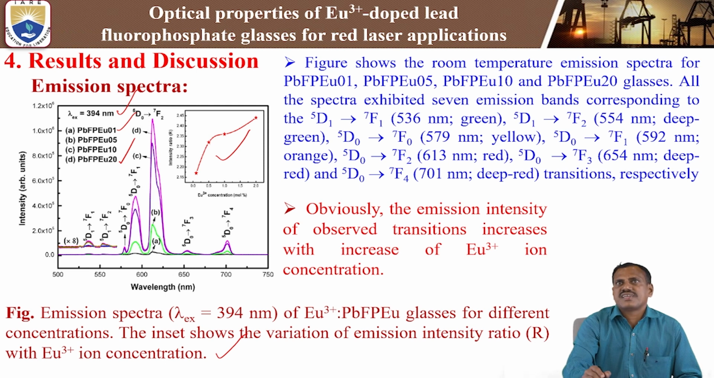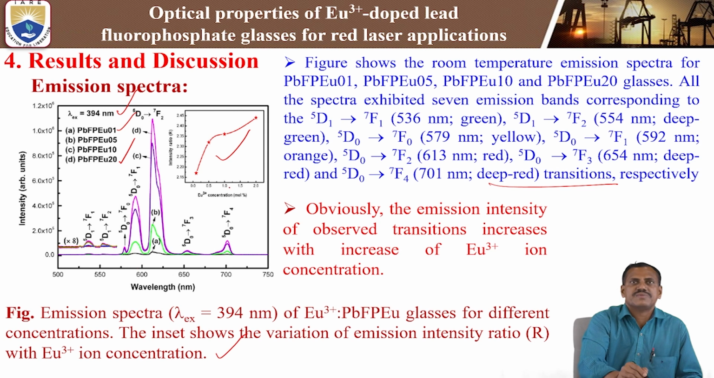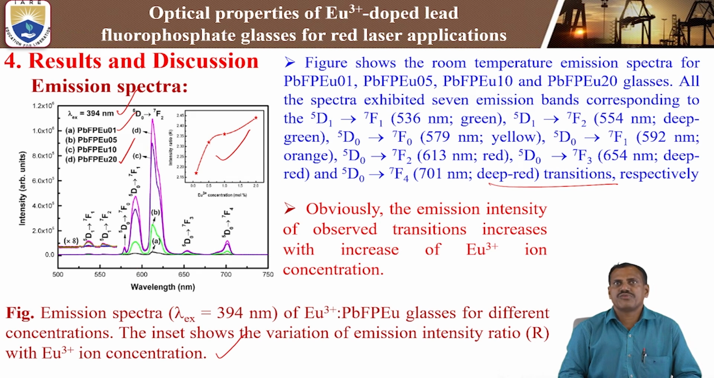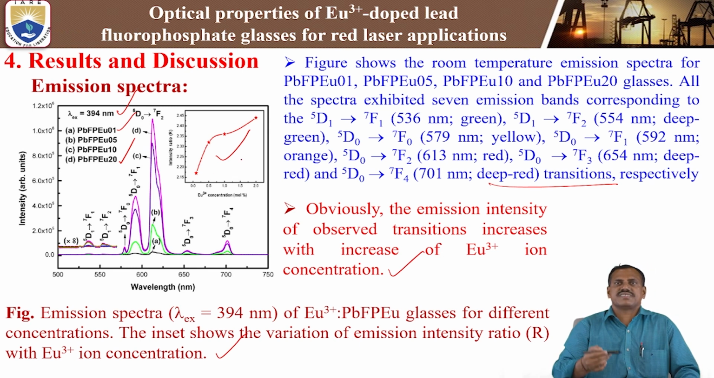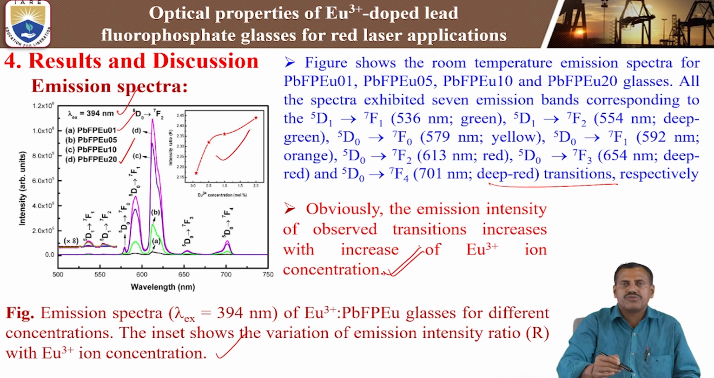See here, these are the emission transitions of the europium 3 plus doped glasses. We observe them in different color regions: green, deep green, yellow, orange, red, and deep red. These are the different emission transitions of the europium 3 plus doped fluorophosphate glasses. Obviously, the emission intensity of observed transitions increases with increasing europium 3 plus ion concentration. This is the emission spectra of the europium 3 plus doped fluorophosphate glasses.